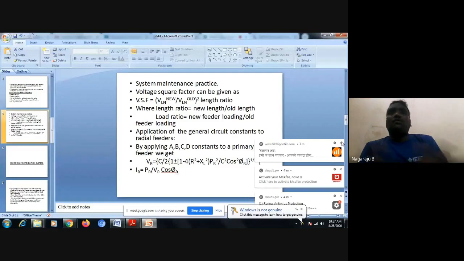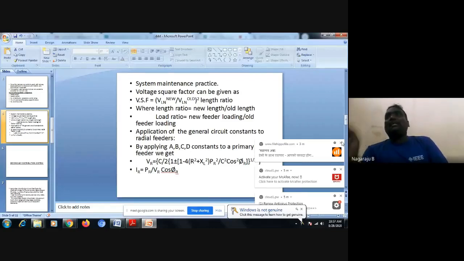Why? It means you have phase lags and phase leads. Depending on that, you can have the feeder loading also. Depending on the application of the ABCD parameters also, you can determine the primary feeder loading.